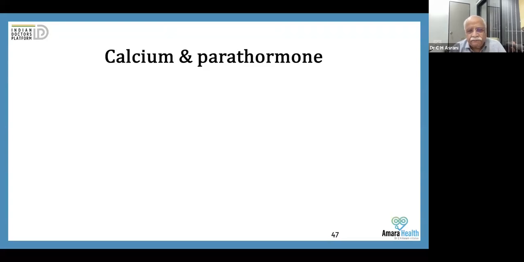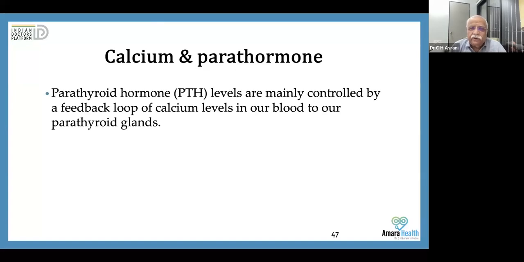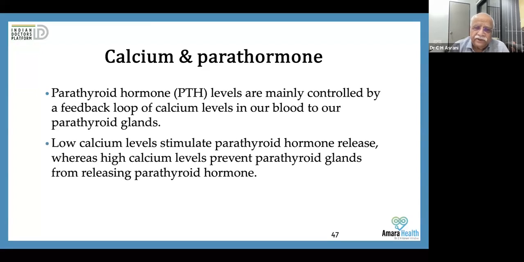There is some relationship between calcium and parathormone. Parathyroid hormone levels are mainly controlled by a feedback loop of calcium levels in our blood to our parathyroid gland. There's a feedback loop. I'll explain to you with a picture. Next slide. Low calcium levels stimulate parathyroid hormone release, whereas high calcium levels suppress parathyroid hormone release.